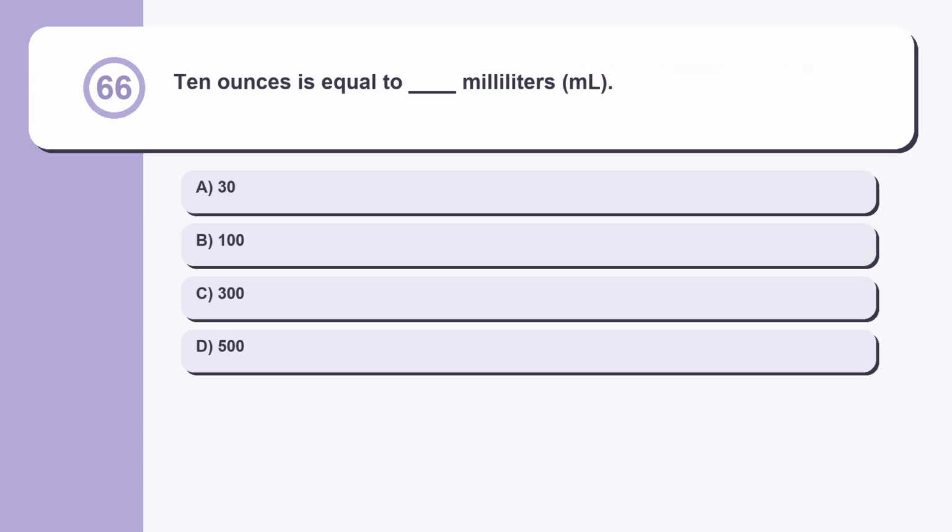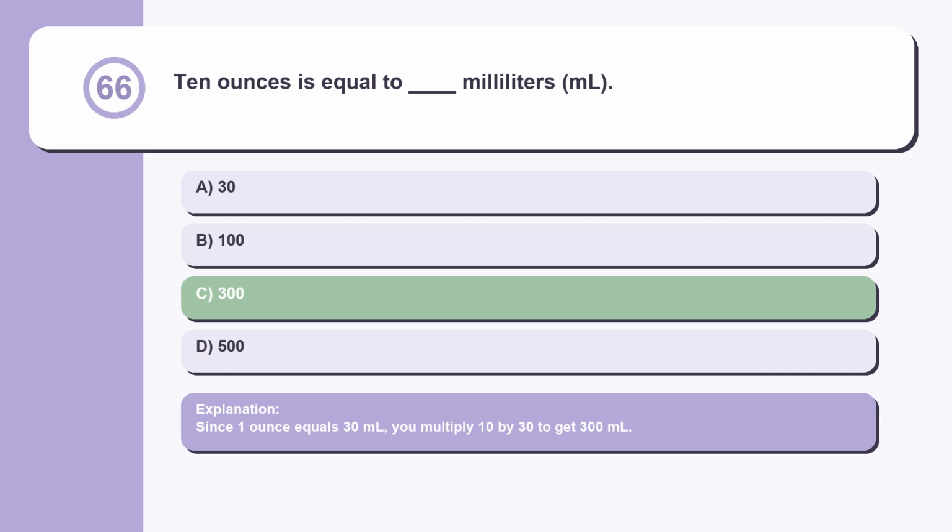Question 66. 10 ounces is equal to blank milliliters (ml): 30, 100, 300, 500. Since 1 ounce equals 30 ml, you multiply 10 by 30 to get 300 ml.